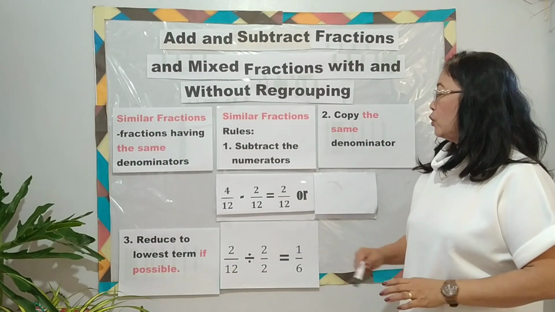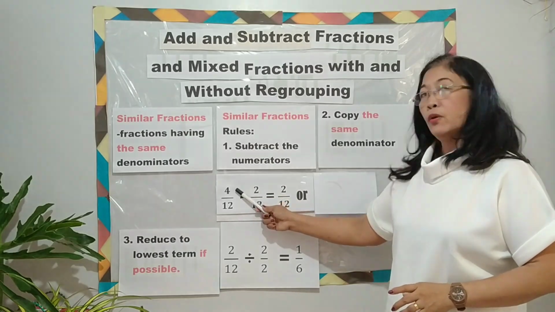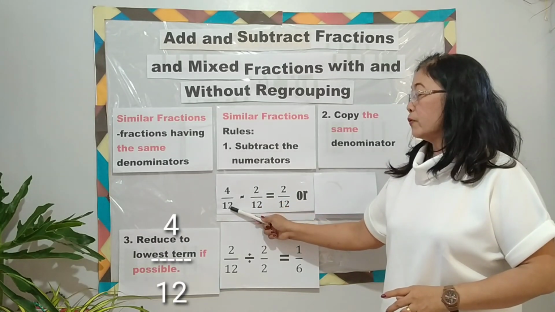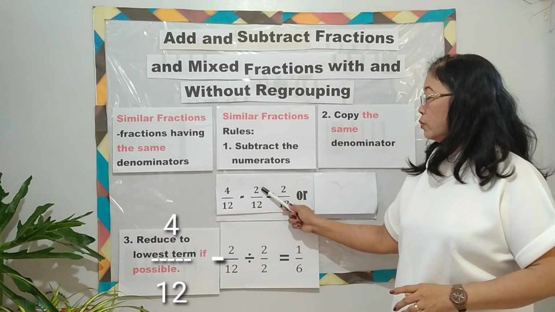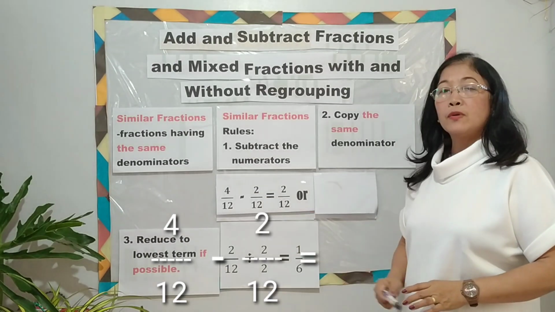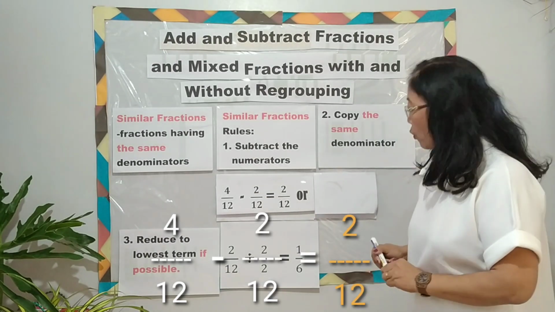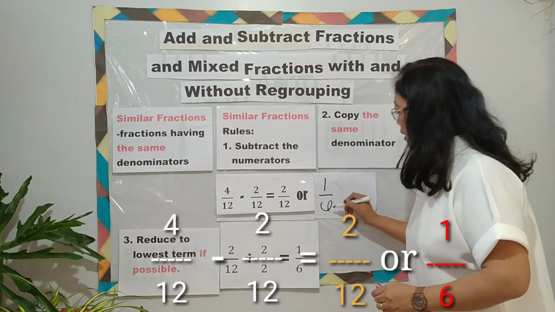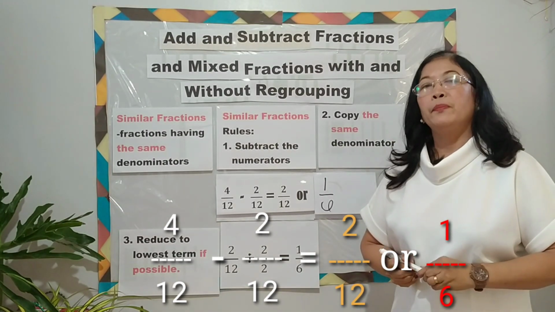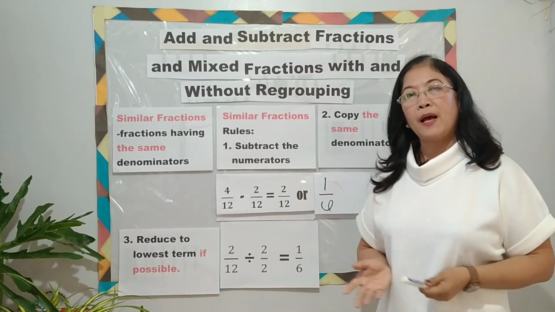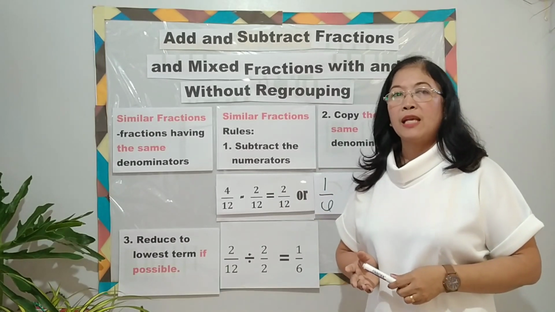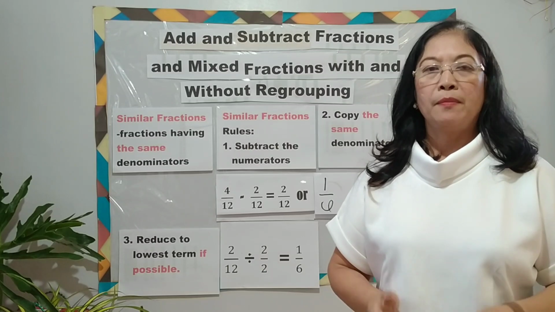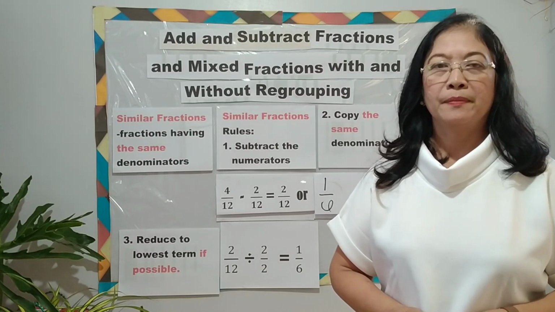Therefore, your answer for 4/12 minus 2/12 is equal to 2/12 or 1/6. That's simple. So this is all about adding and subtracting similar fractions.